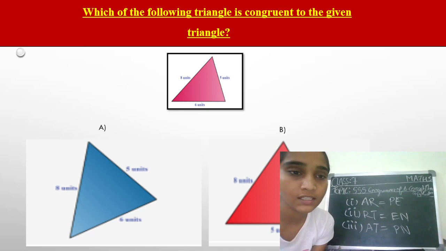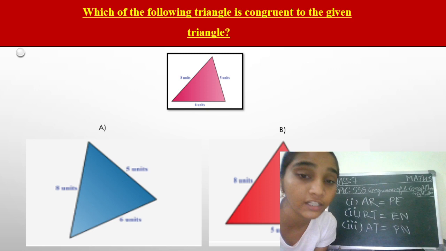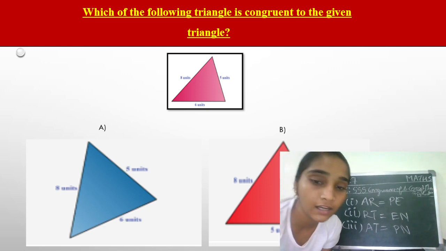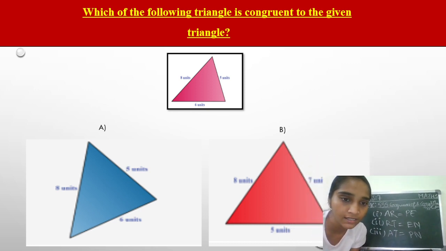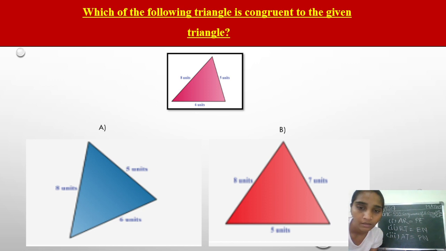And what about this one, students? Which of the following triangles is congruent to the given triangle? Is it A triangle or B triangle? Students, if the measurements are not visible to you, in the first it is 8, 6, 5, and in the B triangle it is 8, 7, 5. You can give the answer as A or B in the comment section.